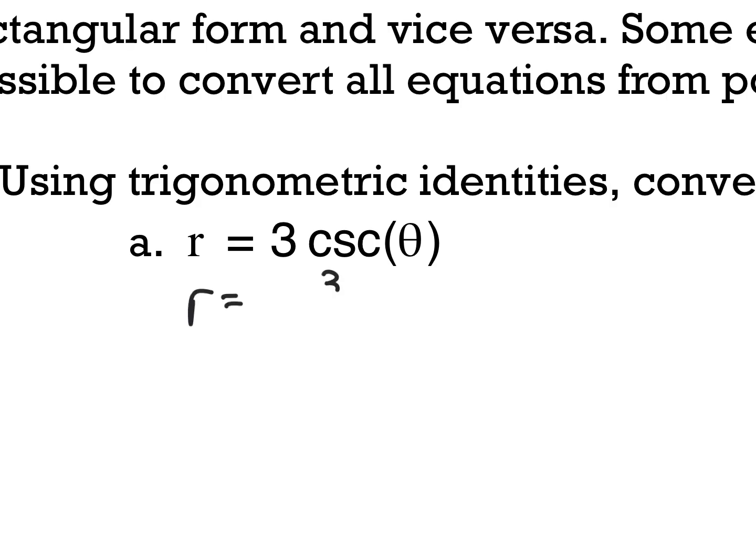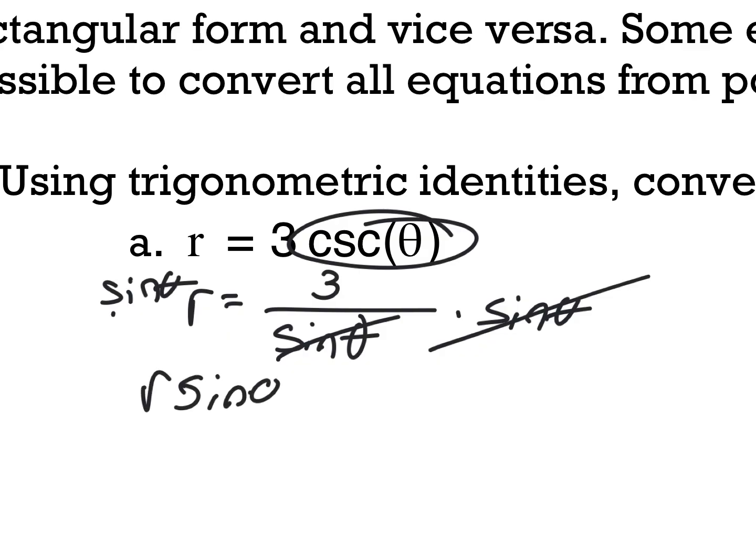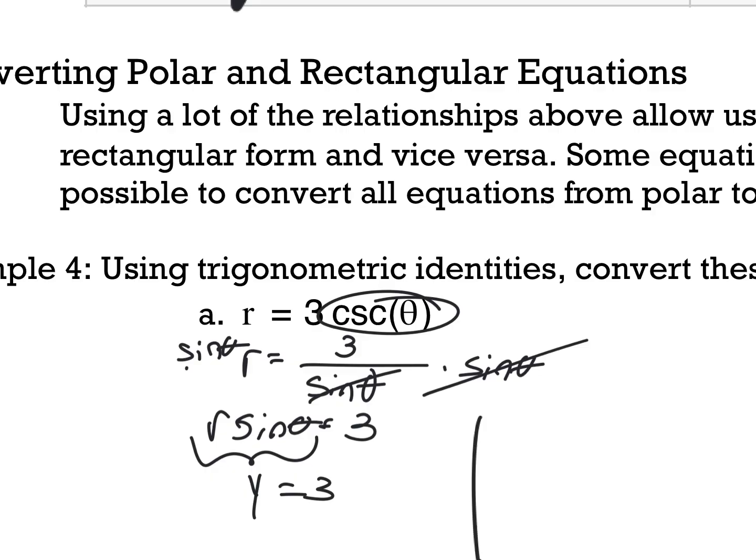So r equals 3 over sine of theta. Now again, we're so used to not working with cosecant, so let's go with sine of theta. And we want to see r sine theta, so let's multiply both sides by sine theta. Sine theta over sine theta cancel. So I get r sine theta equals 3. And just like that, we're done because r sine theta is the y coordinate in these systems. So this is actually just the equation to graph the horizontal line y equals 3 in the polar system.